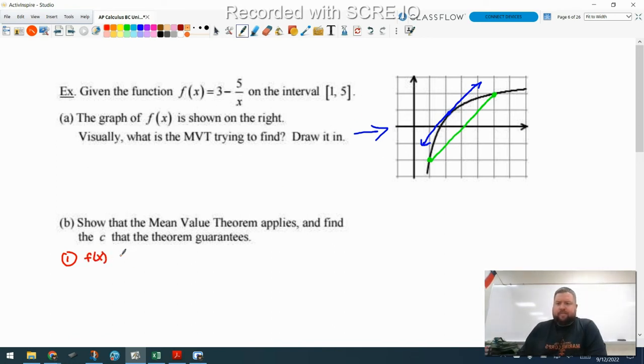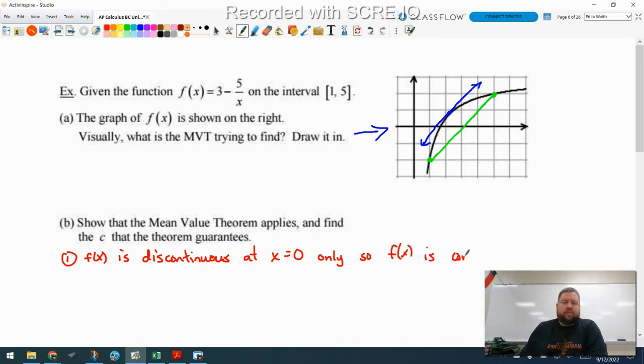So f of x is discontinuous at x equals 0 only. So f of x is continuous on 1 to 5.